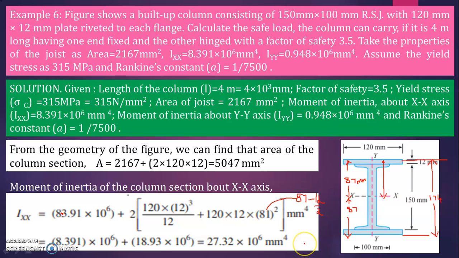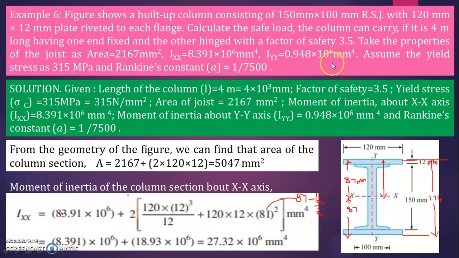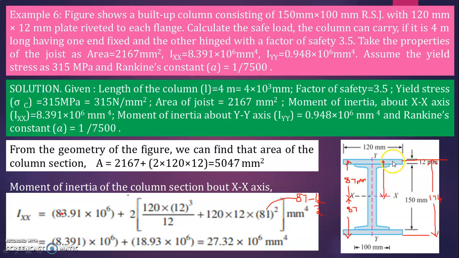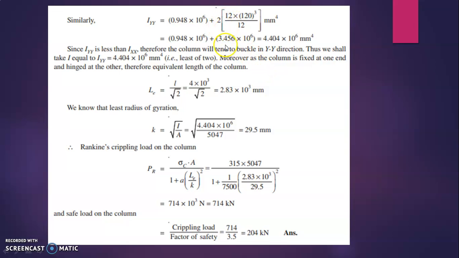Now I-axis is done. You have to calculate IYY. How can we calculate IYY? IYY is nothing but B cube D divided by 12. Here also again you have to consider the built-up column IYY that is already given here, that is 0.948 into 10 raised to 6. Write that first. Plus, now you have to calculate the plates' IYY. Here 2 plates are there, that's why you have to multiply by 2 into, now the formula is not BD cube by 12, it is B cube D divided by 12.